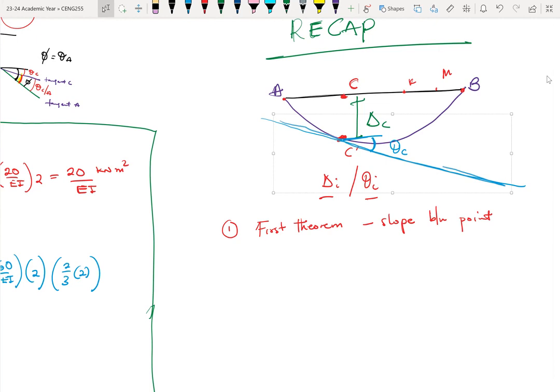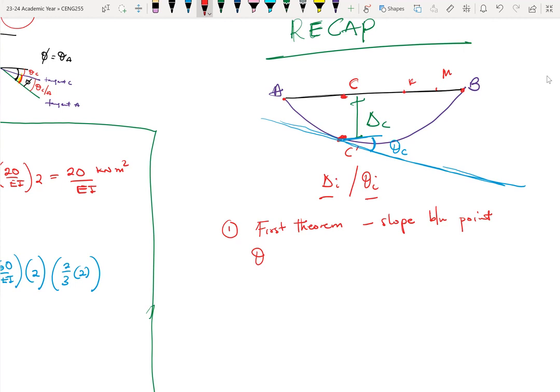So the slope between two points, any two points of interest to us. It could be between points C and K, points K and M, points B and A, whatever points we are looking at.